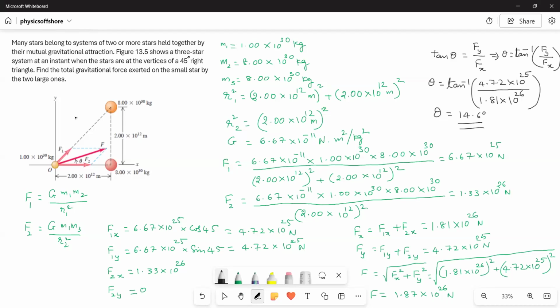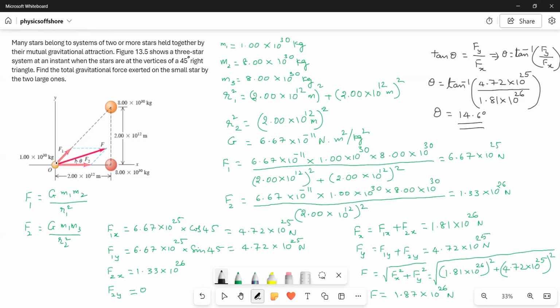Here we have to find this based on the universal law of gravitation. What is the universal law of gravitation? According to the universal law of gravitation, the force of attraction between any two bodies is directly proportional to the product of the masses and inversely proportional to the square of the distance between their centers. So F is equal to G m1 m2 by r square, where m1 and m2 are the masses, r is the distance between the bodies, and G is the gravitational constant.